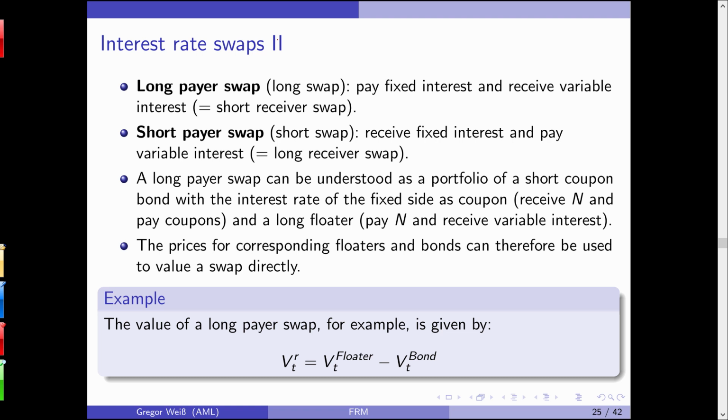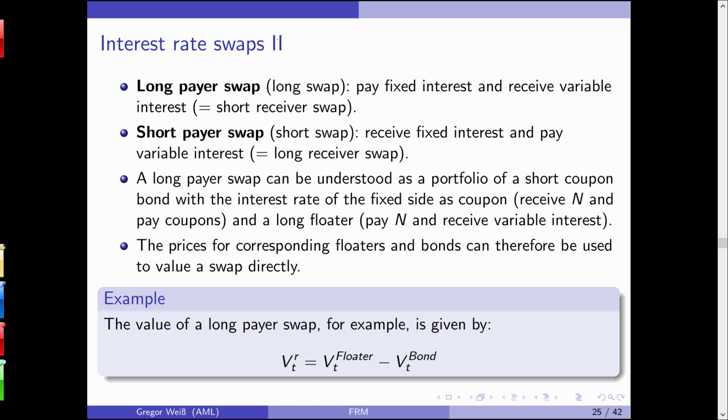A long swap means we pay fixed interest and we receive variable interest. So always remember that if you buy a payer swap, you are buying the variable interest payments. You're interested in variable interest payments. So this is what defines a payer swap against a receiver swap. Now, a short payer swap is a long receiver swap. The long receiver swap receives fixed interest payments and pays variable interest.